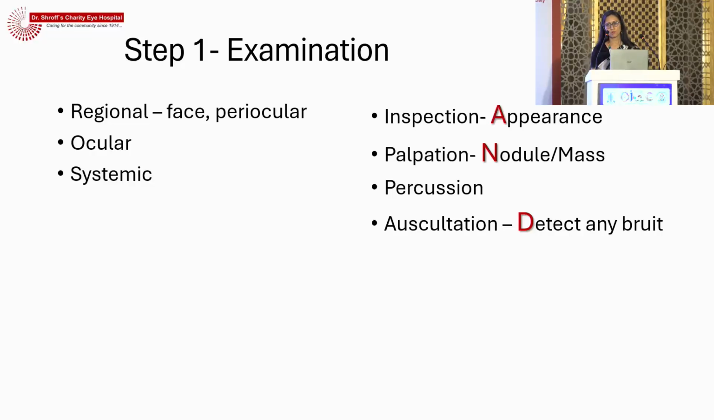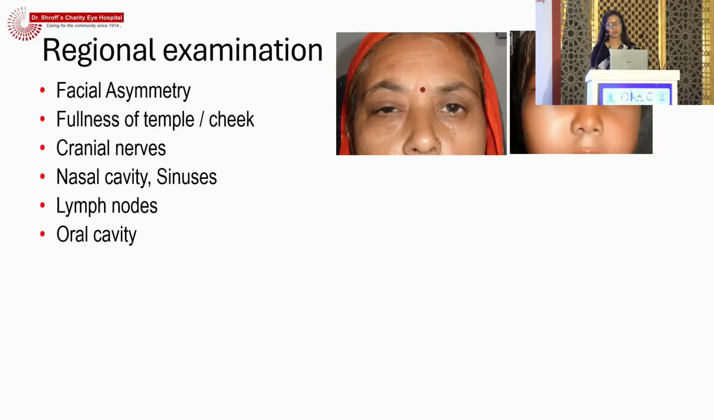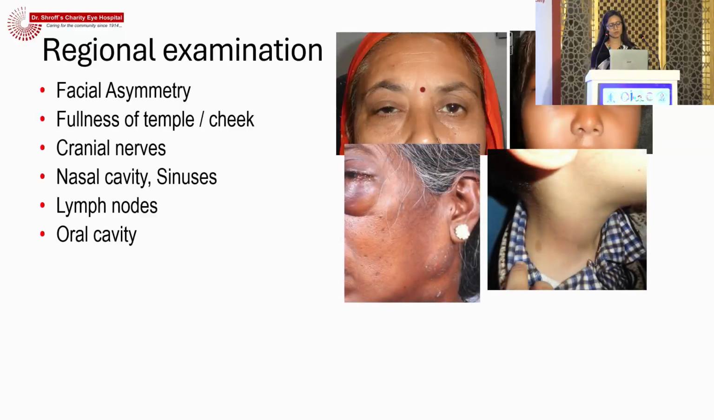Percussion is something which probably is not very relevant for the orbit, but we do auscultation once in a while. Sometimes we do need a stethoscope, otherwise we have almost forgotten where our stethoscopes are, to detect any bruit or thrill for any AV malformations. Regional examination again can be a big clue to the diagnosis, like a subtle temporal fullness or a maxillary fullness can tell us that we might be dealing with maxillary sinus pathology with secondary involvement of the orbit.